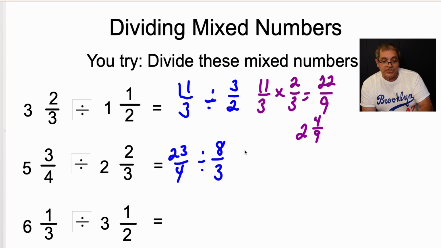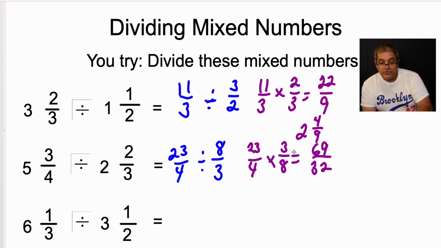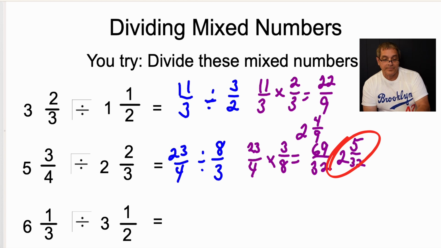Now I'm going to change it, all right, to my keep, change, flip. So keep, change, flip. There we go. So 3 times 23 is 69, and 4 times 8 is 32. And if I want to change that back to a mixed number, 32 goes into 69 twice, and it has that 64, 5 left over, so 5 over 32.